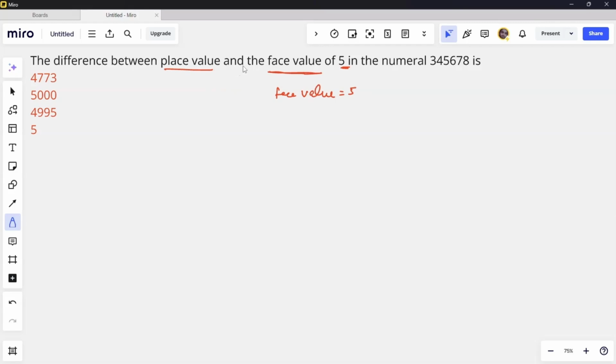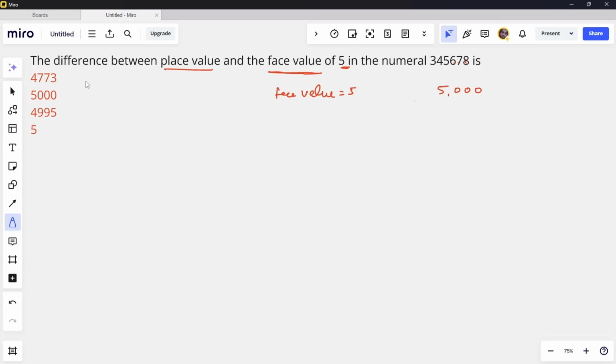We can find place value by just observing the place of this digit in this number. Okay, so ones, tens, hundreds, thousands. So the place of this 5 in this number is at the thousands place, so the place value of 5 in this number is 5000.